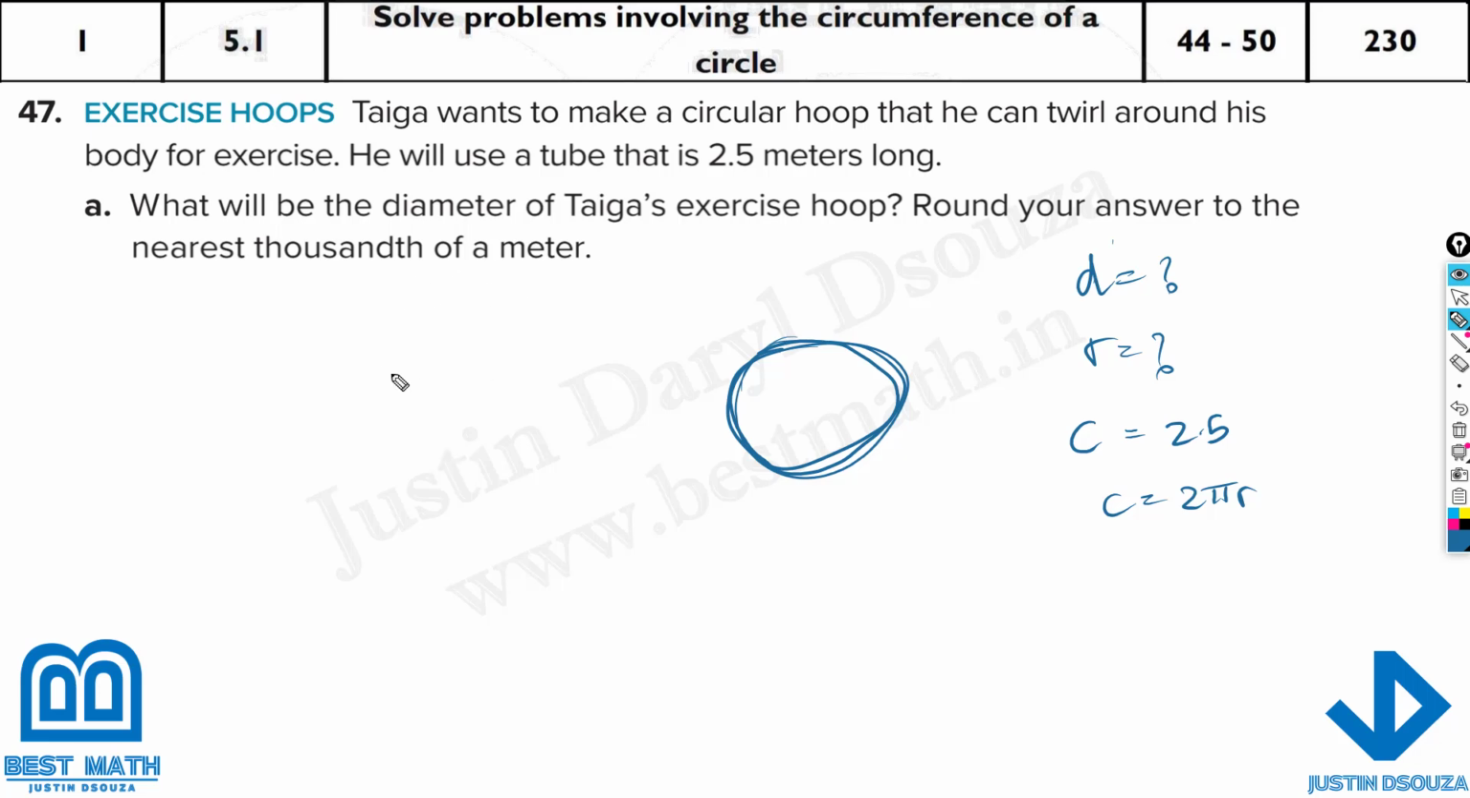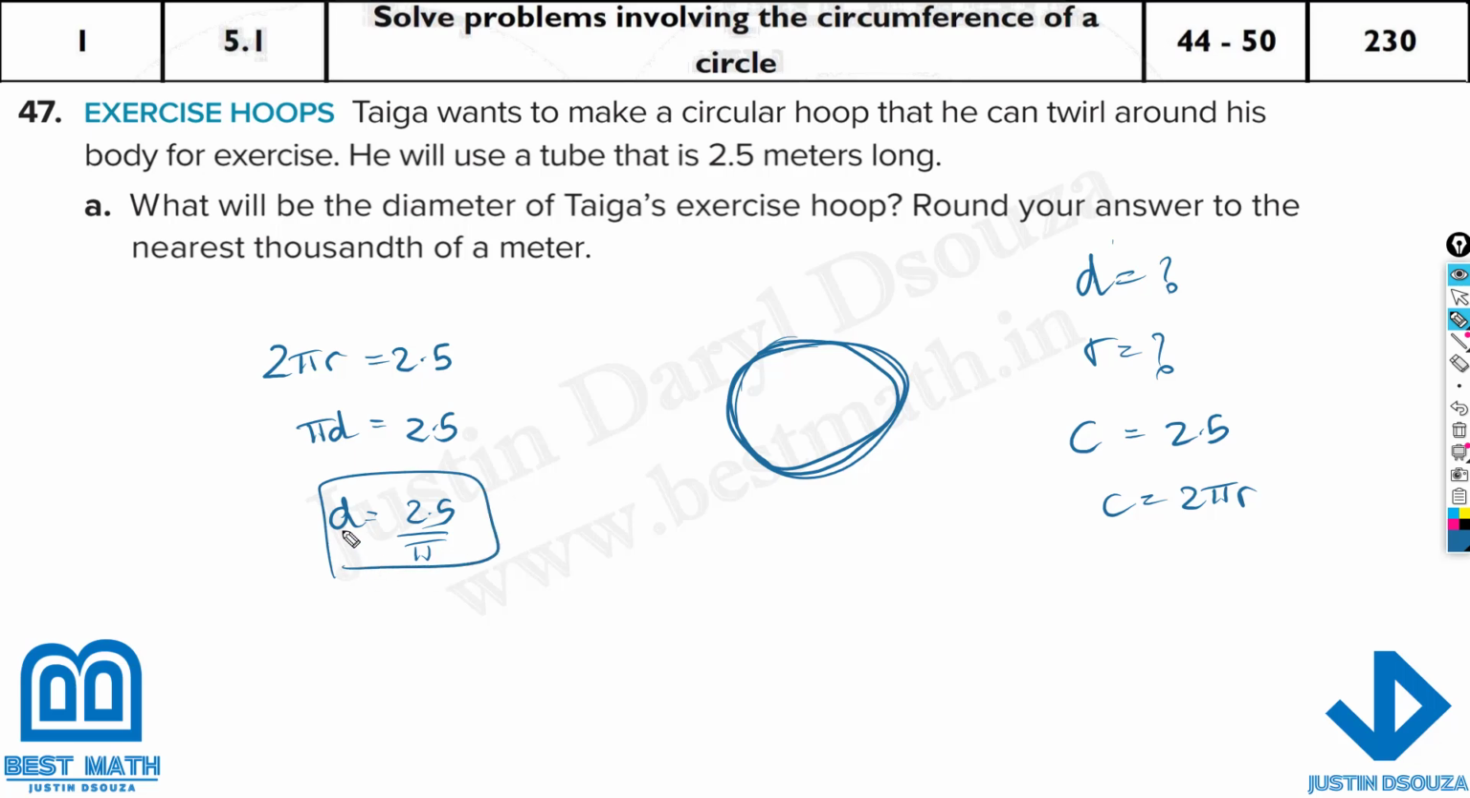Now here we need to know this is equal to 2 pi r, or we can write pi d, because circumference is given as 2 pi r if you want the radius, or pi d if you want the diameter. It's up to you. Or you can find the radius first and then multiply it by 2. That is also fine. 2 times the radius gives you the diameter. All you need to do is d is equal to 2.5 divided by pi.